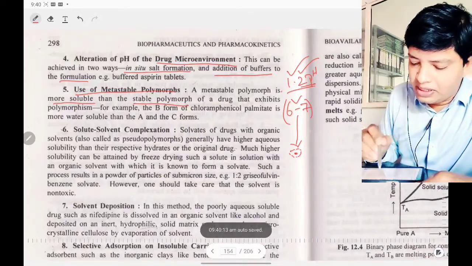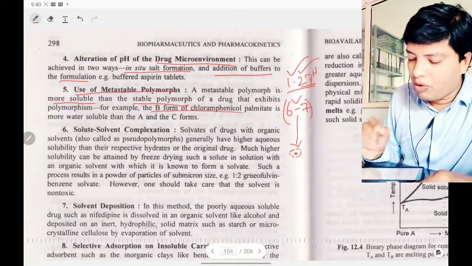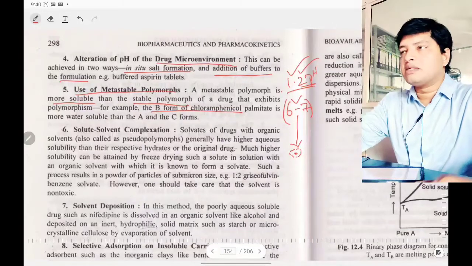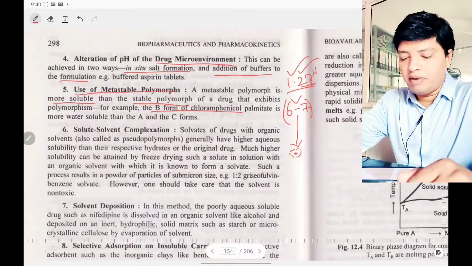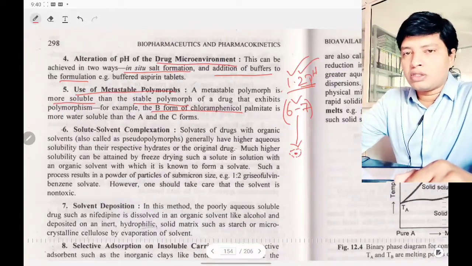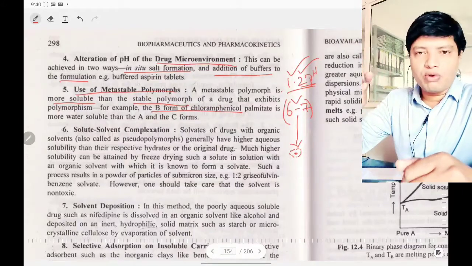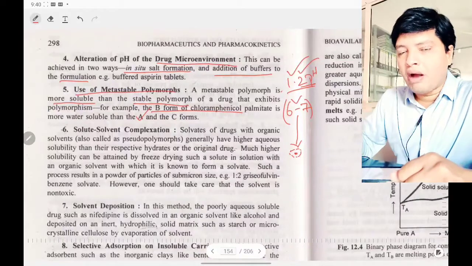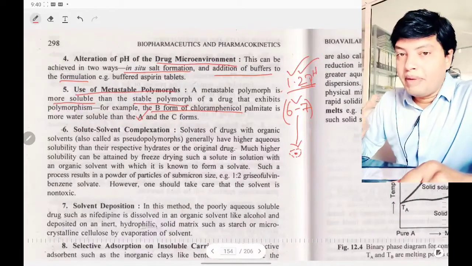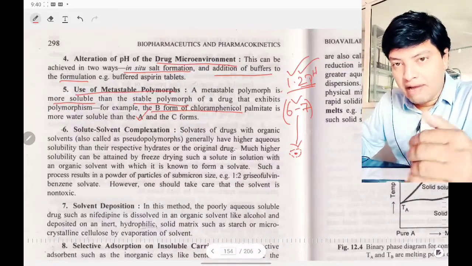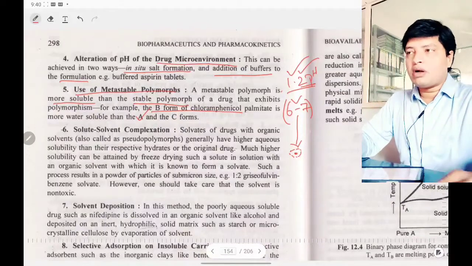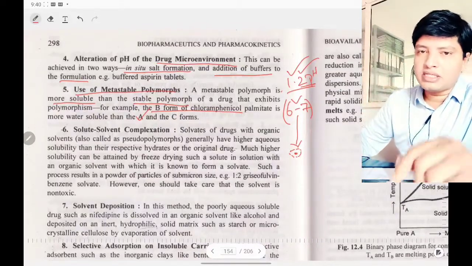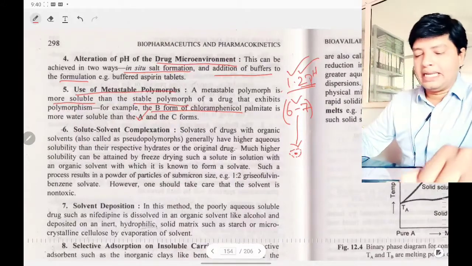Okay, an example for this is the B form of chloramphenicol palmitate. So the B form, that is the metastable form of chloramphenicol palmitate, is more water soluble. There are three polymorphs of chloramphenicol palmitate, that is A, B and C. Among A, B and C, the B form is metastable and it has more solubility. So instead of taking A and C, I will take B and add it in my formulation. Its bioavailability is increased.